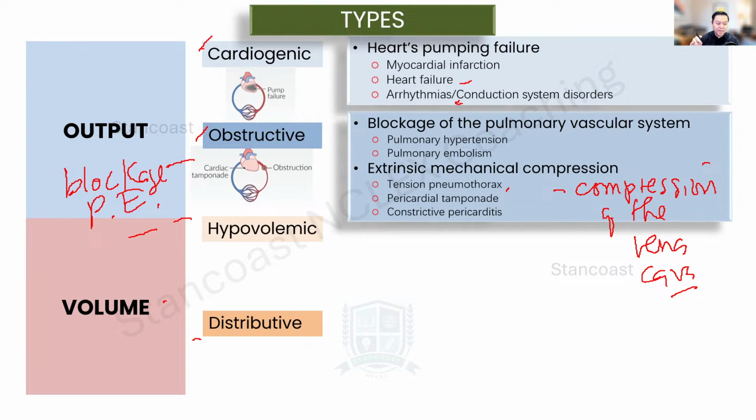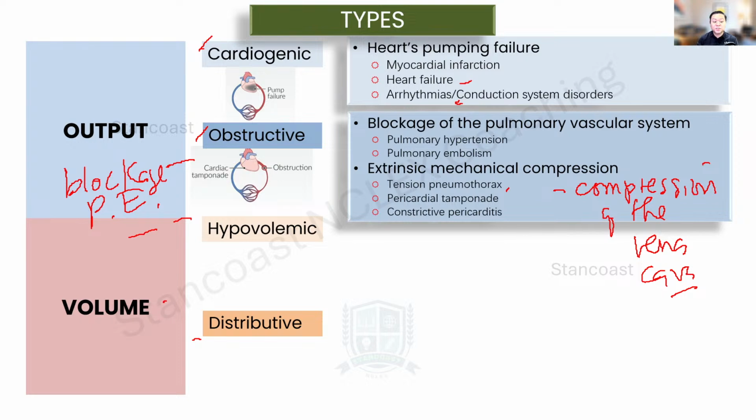Okay, now we're going to also have to talk about the distributive, which is basically a shifting of the fluids. If there is going to be, let's say, sepsis, it can lead to shifting of fluids from the intravascular compartment into the interstitial spaces. So there is now leaking of those fluids that are not supposed to leak in a normal condition. So let's talk about the hypovolemic shock.